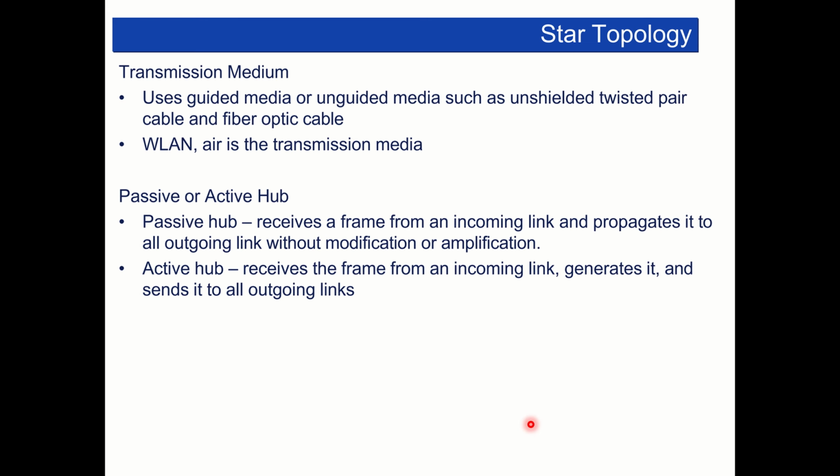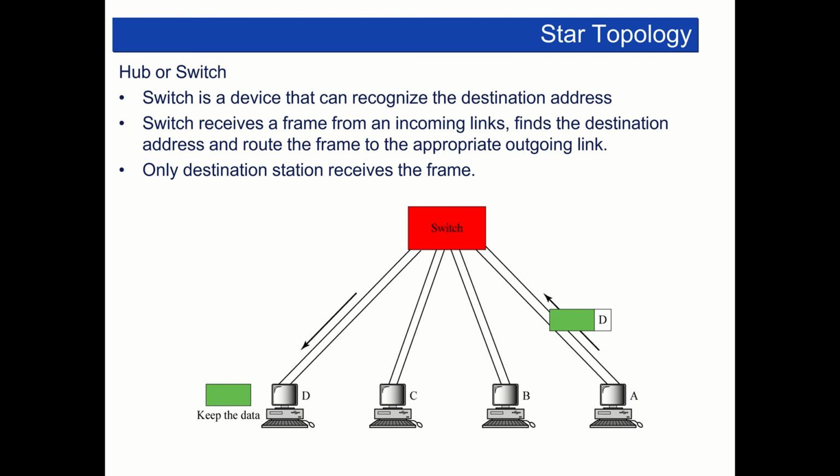If we talk about the hub, although we don't really use hubs anymore, just FYI, we have two types of hub, the passive and the active hub. A passive hub receives a frame from an incoming link and propagates it to all outgoing links without modification or amplification, while an active hub receives the frame from an incoming link, regenerates it, and sends it to all outgoing links.